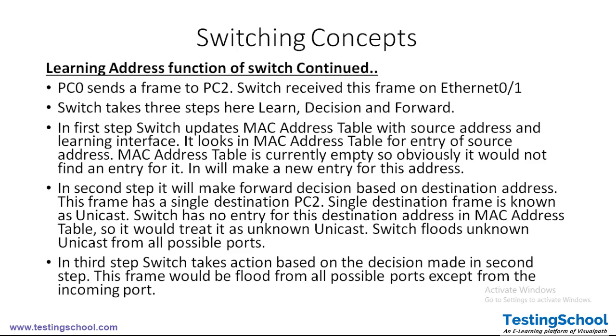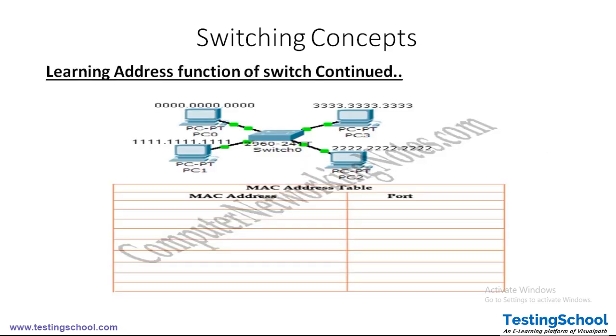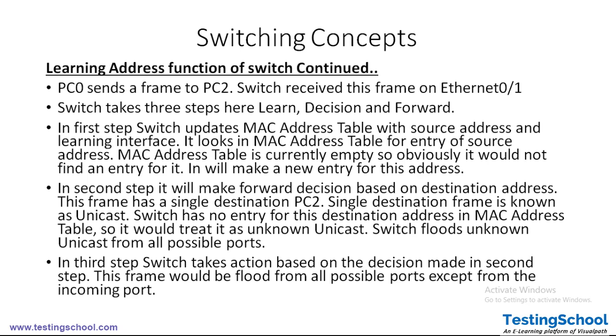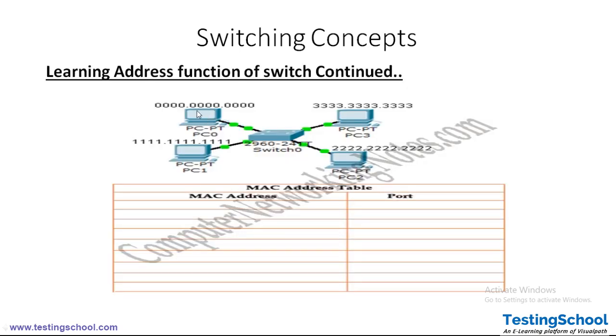What will happen? The MAC address table will be empty, as I told. Only static entries will be present; whatever was learned dynamically will be gone when the switch is turned off. So in this case PC0 sends a frame to PC2, and the switch receives this frame on Ethernet 0/1, as you can see in the diagram. This is 0/1, or you can say port 1.